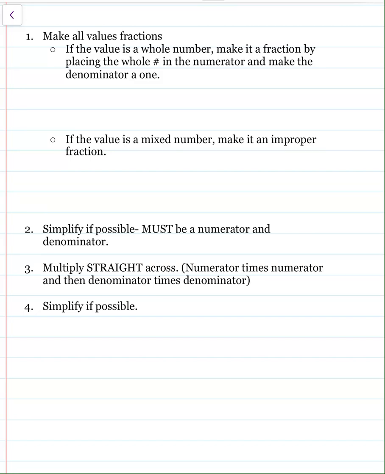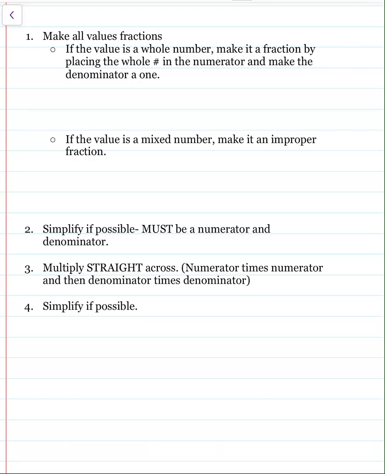Okay, so go ahead and write down the first step. So we make all the values fractions. And then if the value is a whole number, you have to make it a fraction by placing the whole number in the numerator and making the denominator a 1. So go ahead and pause the video so you can write that real quick, and I'm going to show you an example.